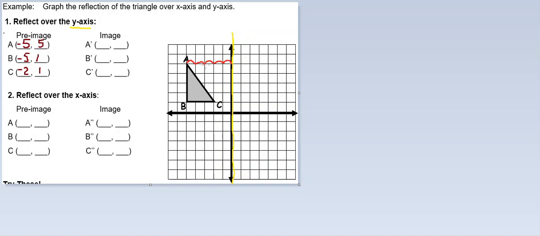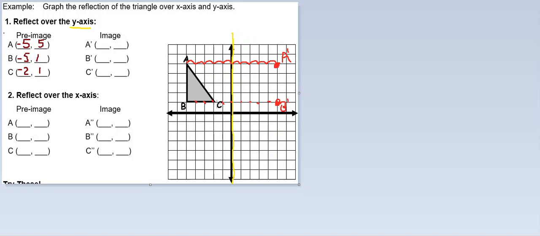So I see A is 1, 2, 3, 4, 5 away from the y-axis. So I want to go 5 away the opposite way. 1, 2, 3, 4, 5. And that's going to be my new point for A, or A prime. I can do the same for B. B is 1, 2, 3, 4, 5 away. So I'm going to go 5 the opposite way. 1, 2, 3, 4, 5. So that would be point B prime.